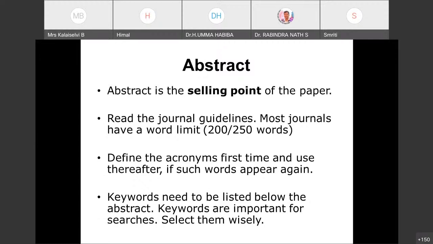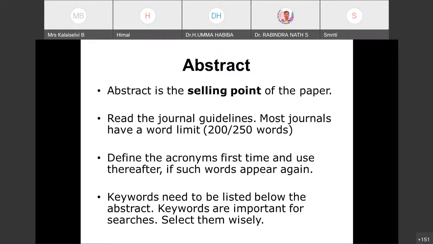Also, normally you can define acronyms in abstracts, right? Again, please read the guidelines of journals. In my field, it's allowed to use acronyms, provided that you use that word very often in your abstract. In some journals, I don't think you are allowed to use acronyms in the abstract. But anyway, define the acronyms the first time, and thereafter you can use them again if the journal guideline allows it. And also keywords need to be listed below the abstract, right?